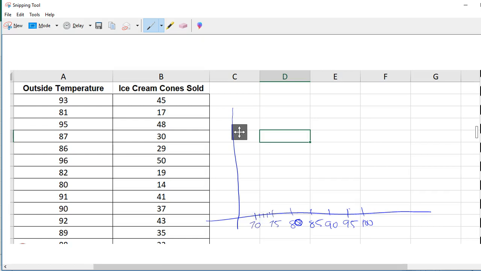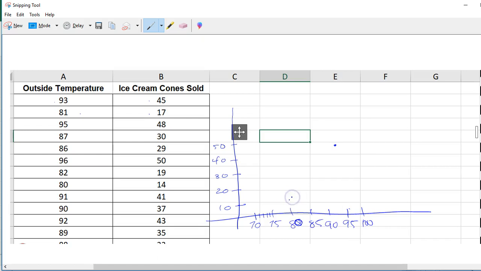1, 2, 3, 4, 5. I probably should do it by 2s. But the idea to get a quick sketch is to draw something on which to put the data. So when it's 93, they sold 45 cones. So over here at about 93, I'm going to go up to about 45. And then at 81, I'm going to go up to about 71, 17.